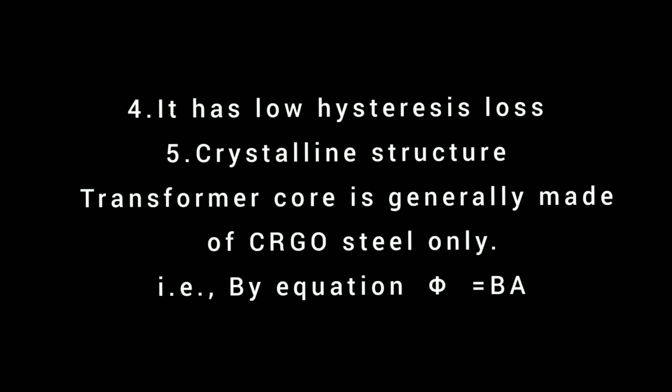Let's see how it comes. By the equation, flux phi is equal to flux density B into area of cross section A. We know that flux is constant, so as the flux density gets increased, the area A gets reduced. So only a small amount of excitation current is required for silicon steel. Correspondingly, the size and weight of the transformer can be reduced.